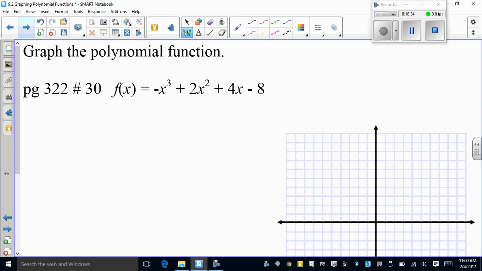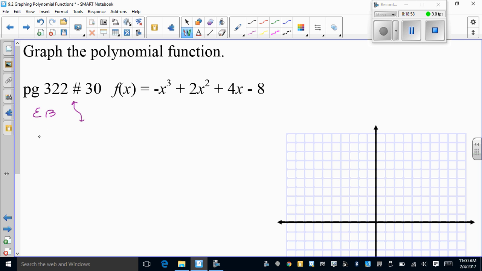Okay, last one that we're going to graph: negative x cubed plus 2x squared minus 4x minus 8. So in end behavior, power of 3, and it is negative. So instead of going up left to right, it's going to come down from left to right. The graph is going to have this approach on it. So that's going to be the end behavior.